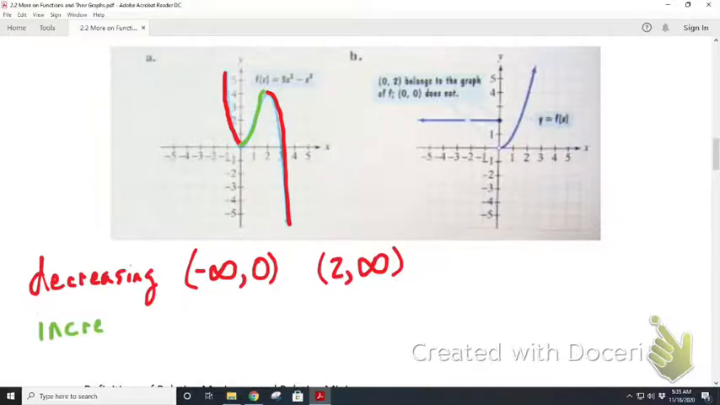see if you can beat me to writing it. Hit pause and write it, or whatever you need to do. All right, looks like it starts going up at 0 and then stops at 2. And that's part A.